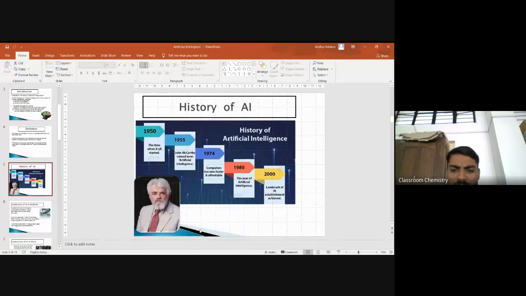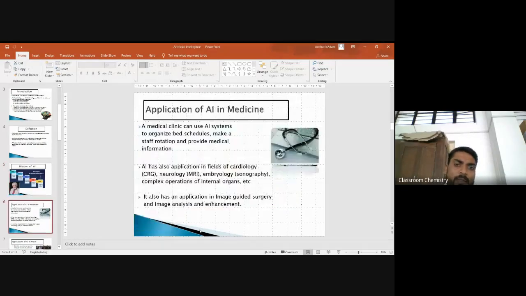In 1980, we called it the year of artificial intelligence, and in 2000 or after 2000, there is a totally full era of artificial intelligence. Landmarks of artificial intelligence were established and achieved. After 2000, in various fields they use the term artificial intelligence. In our homes also we use different terms regarding artificial intelligence.